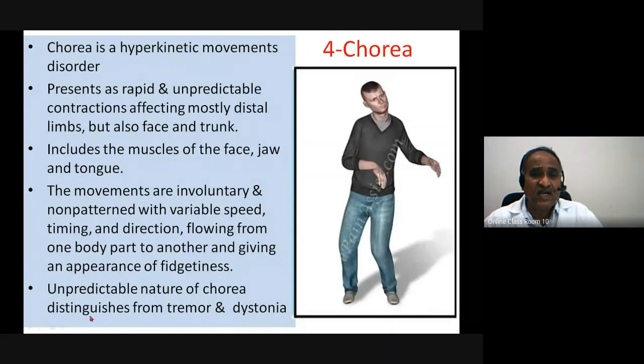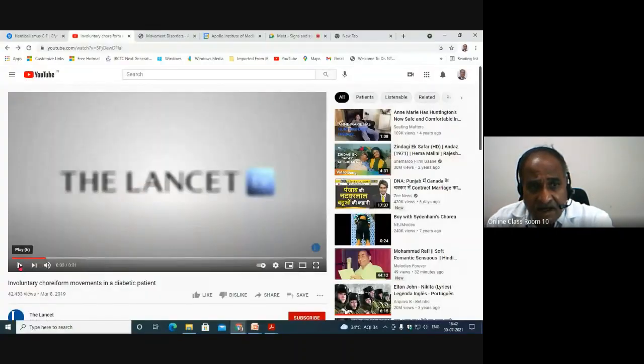The unpredictable nature of chorea distinguishes it from tremor and dystonia. Dystonia is a painful, spasmodic contraction of the muscle. A tremor is oscillations. This is chorea. Maybe I may just like to show you some choreic movements.